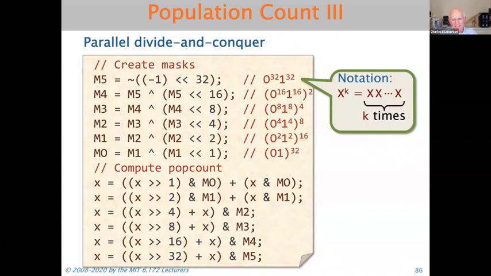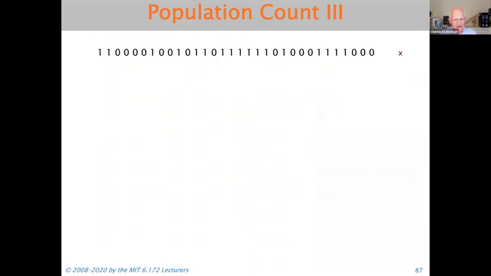Then the next mask has a group of 16 zeros, then a group of 16 ones, 16 zeros, and 16 ones. And the next one is groups of 8 bits, zeros and ones alternating, and then 4 bits, then 2 bits, and finally just 1 bit, just alternating 0, 1, 0, 1, 0, 1 for M0. So let's see what's going on with this example. We use that in a particular way that I'll show you in a minute. So let's take a look at how it operates.